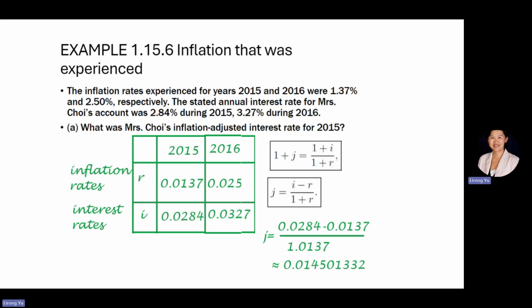As for A, we want to find J given I and R. How do we calculate J given R? We use the second formula, J equals I minus R over 1 plus R. Apply that formula, plug in all the numbers that we find in 2015. We should be able to finish the calculation, and the final answer is 0.0145. Check the calculation. Let me know if you have any questions. So A is pretty much applying the formula for J. This formula is being applied, and we use all the numbers in 2015. Any question?